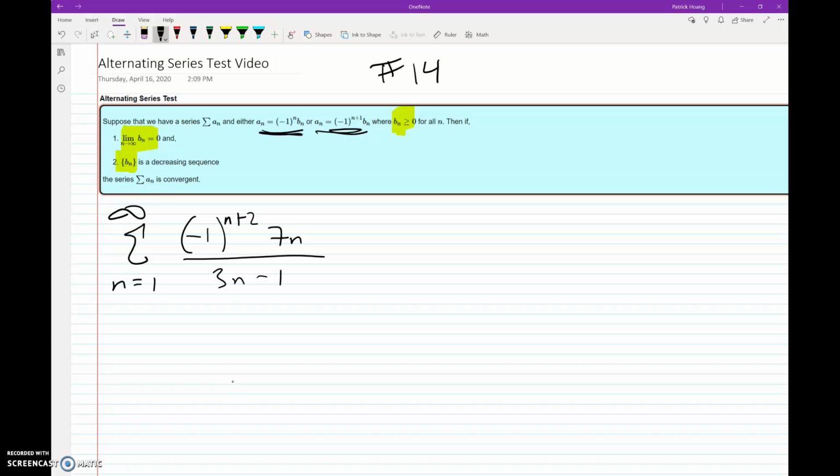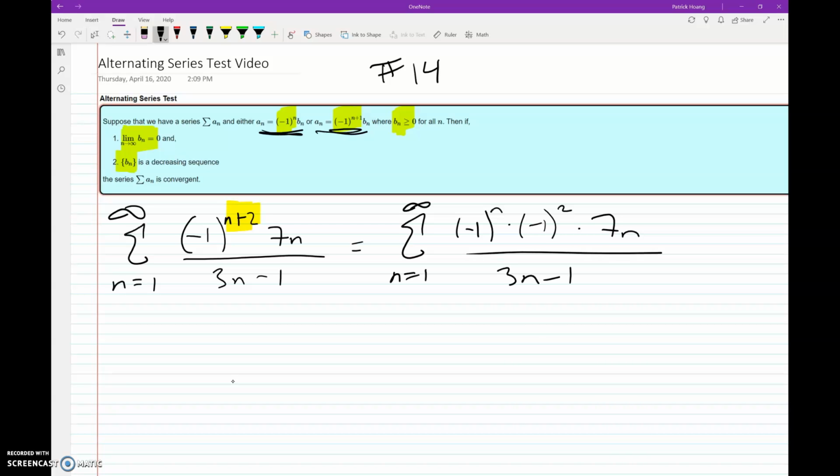It definitely looks similar, but this is (-1)^(n+2), and we want either (-1)^n or (-1)^(n+1). So it doesn't look perfect. But maybe if we look back to 9th grade, when we learned our exponent rules, we can rewrite this in a way that is beneficial to us. That's going to be a recurring theme throughout series and sequences: rewriting it in an equivalent form can reveal some underlying structure of the series.